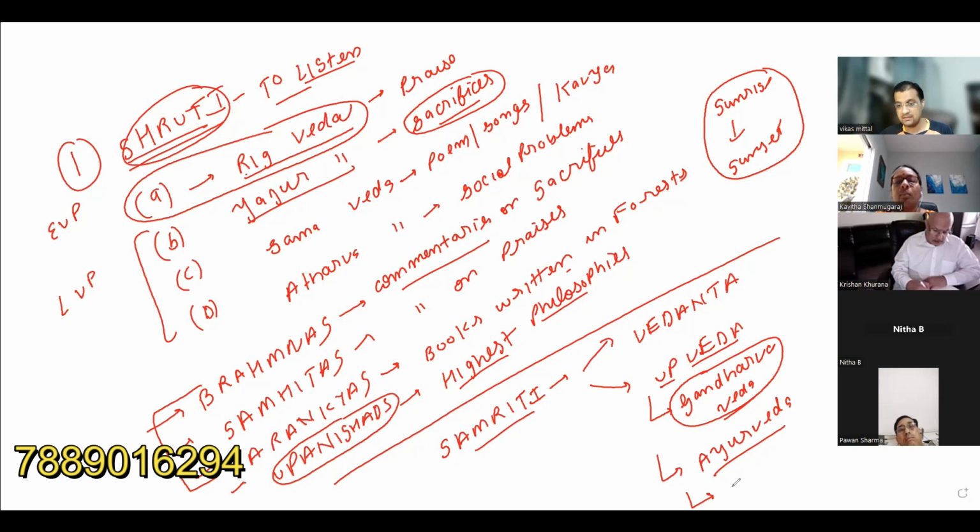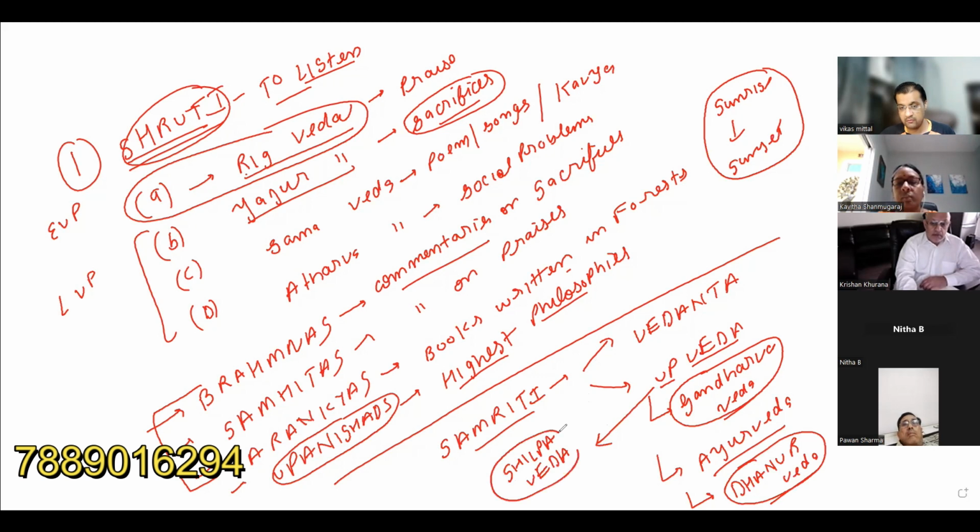Next is Dhanurveda. Still now there is no connection of Jyotish or Vastu. Dhanurveda means the knowledge of how to fight, how to do self-defense. And then comes Shilpaveda. What is Shilpaveda? From here the beginning of Vastu came.